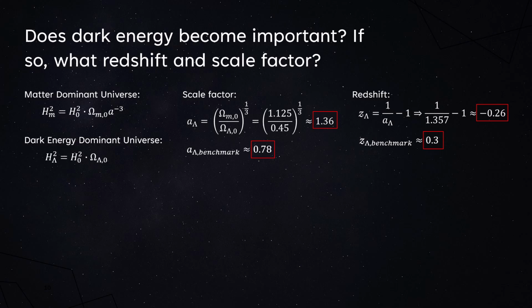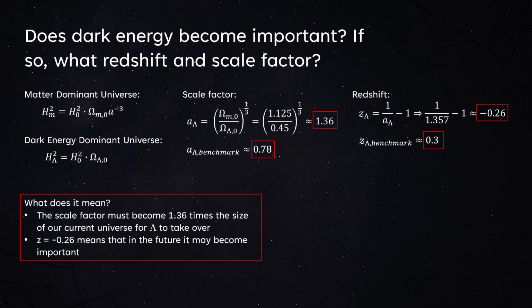Well, dark energy becomes dynamically significant when its density surpasses that of matter. Prior to this point, matter dominates the expansion, slowing it due to gravity. In the hypothetical universe, the matter density is extremely high, so dark energy would become important much later than in the real universe. It would only dominate the expansion once the influence of matter diminishes. From our calculation, the scale factor is 1.36, and the redshift is -0.26, compared to the benchmark values of 0.78 and 0.3 respectively. So what does this mean?